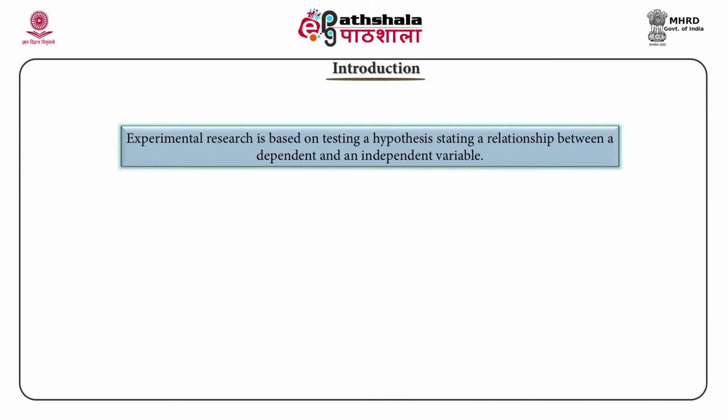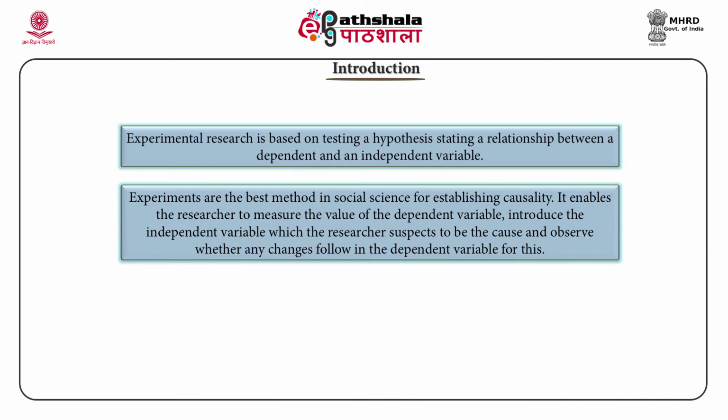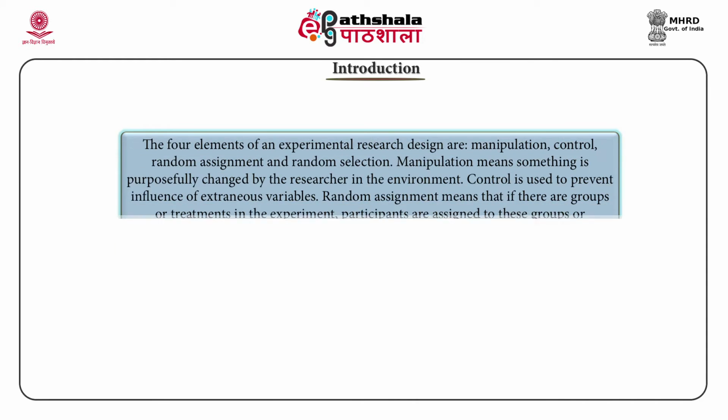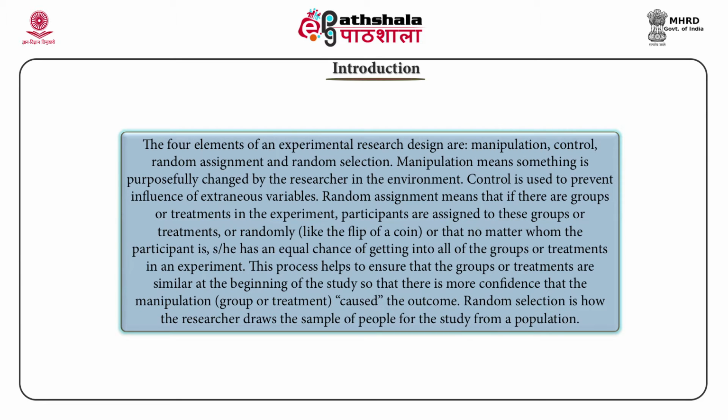Experimental research is based on testing a hypothesis stating a relationship between a dependent and an independent variable. Experiments are the best method in social science for establishing causality. The four elements of an experimental research design are manipulation, control, random assignment and random selection. Manipulation means something is purposefully changed by the researcher in the environment. Control is used to prevent influence of extraneous variables.